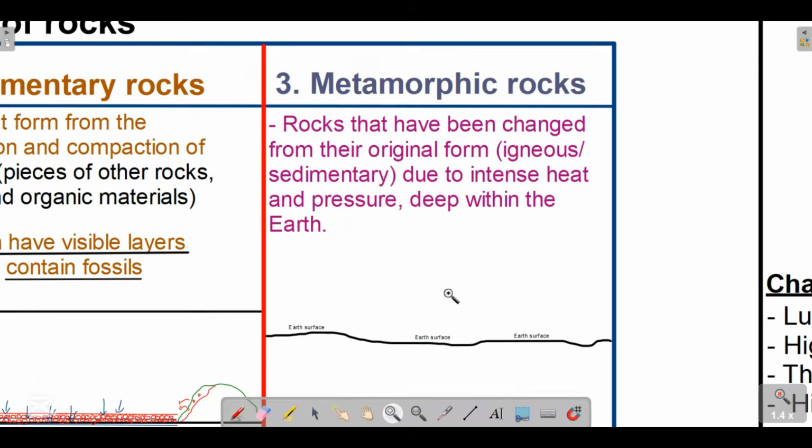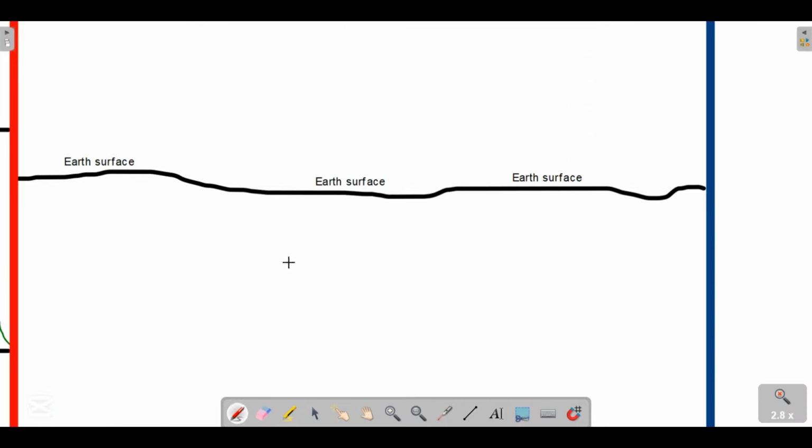And then the third type of rock that we have is the metamorphic rock, or metamorphic rocks. Metamorphic rocks are simply rocks that have been changed from their original form. Maybe it was an igneous rock at some point, or a sedimentary rock at some point, but it has now been changed due to the intense heat and pressure deep within the earth. So if, for an example, I have a rock, maybe over here, and then this rock is exposed to high temperatures.